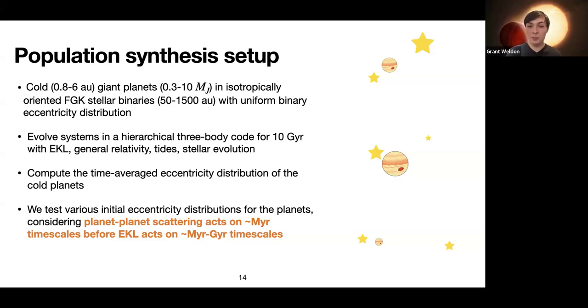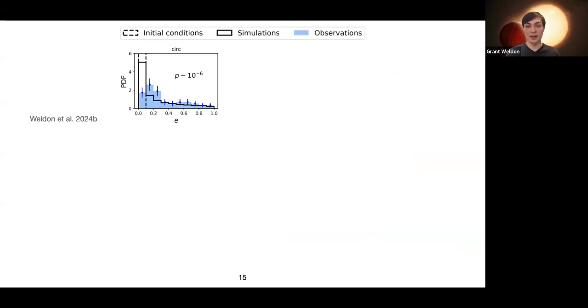Now, what we do different than previous studies is we test various initial eccentricity distributions for the planets. The previous study that I showed started all of the planets on circular orbits. But in reality, planet-planet scattering may act on megayear timescales before EKL dominates on longer timescales of megayears to gigayears. And so it's not that these mechanisms are mutually exclusive, but rather they can act in succession to shape the eccentricity distribution. And so I'll show our results on the next slide.